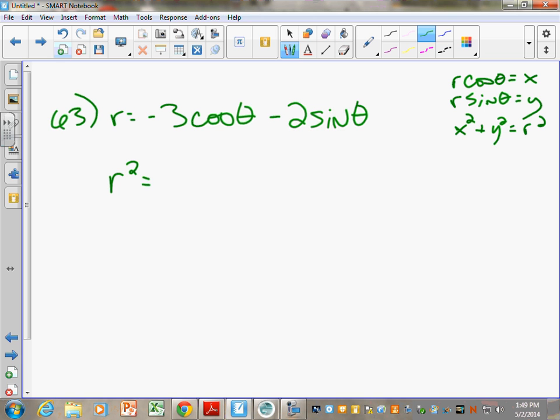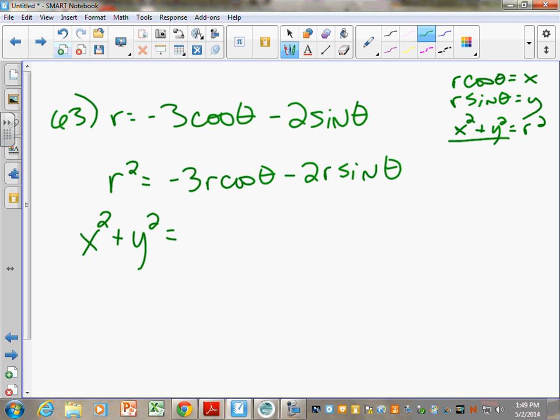So I can say this is r squared equals negative 3r cosine theta minus 2r sine of theta. That works out really nice, because now I can say that r squared equals x squared plus y squared. I can say r cosine theta is x, so that's negative 3x. r sine of theta is y, so that's negative 2y. And it's been a while since we did this, back in like 6-4-ish, I think. But we talked about that when you look in the back of the book at these answers, your answer is not going to match the back of the book unless you do some completing the square.